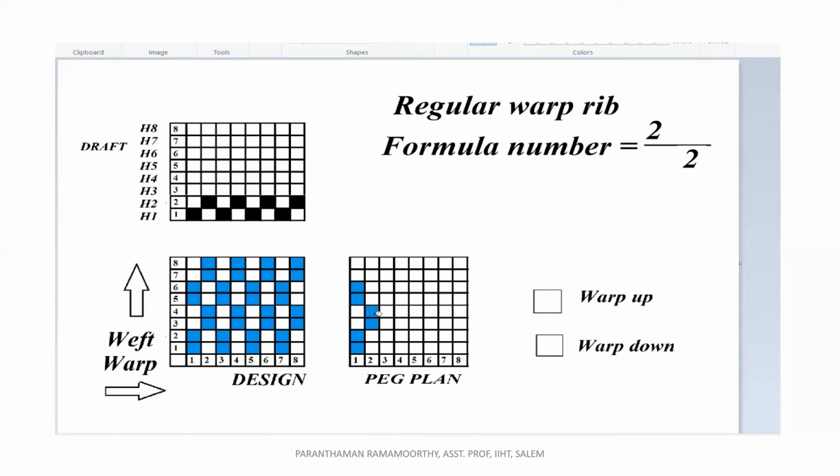The second end, in the third and fourth picks, the second end is lifted up. Then the seventh and eighth. So design, draft and peg plan. Here the blue solid mark indicates warp up and the blank box indicates warp down or not lifted up.